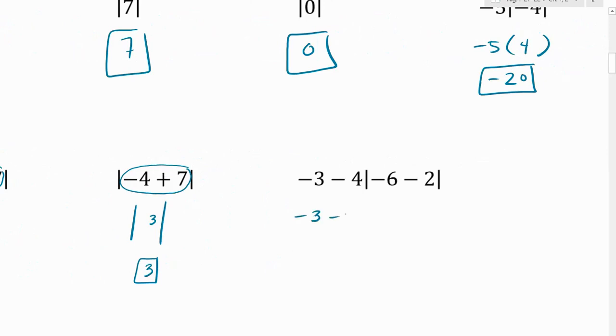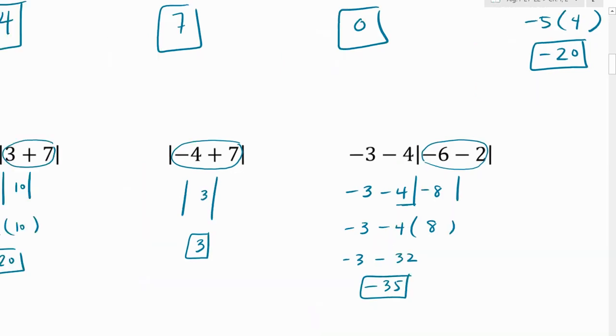Same thing here. It's a grouping symbol. -6 minus 2 makes -8. So we group that up and we do that calculation first. Then, because this is right up next to the absolute value, we multiply, and the absolute value of -8 is an 8. And then you multiply before you either add or subtract. So 4 times 8 is 32. And then -3 minus 32, we're going to end up with -35.